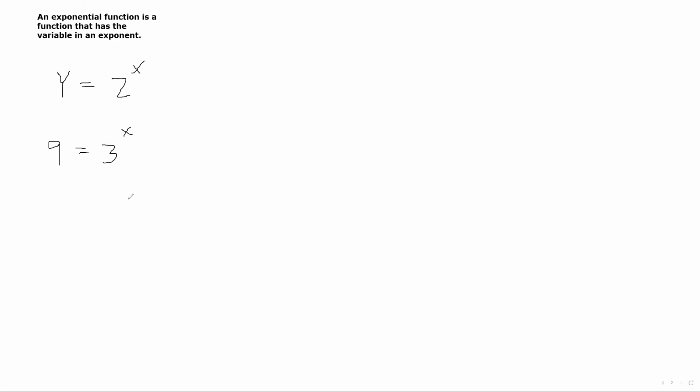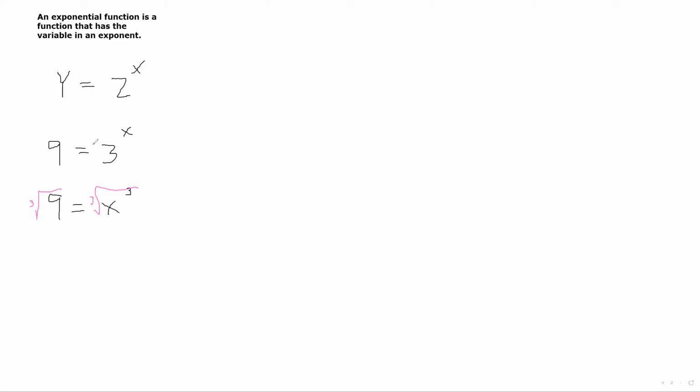And so anything that's got a variable up top, this is very different from your polynomials, right? If I had said 9 is equal to x to the third, you're going to solve this very, very differently. The inverse to cubing something is going to be the cube root.